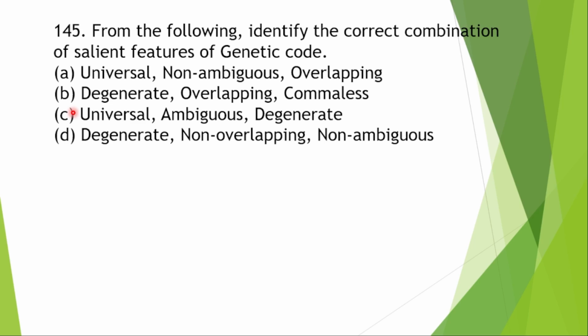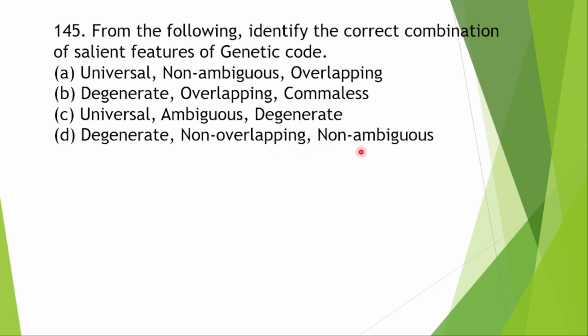145. From the following, identify the correct combination of salient features of the genetic code. Universal, non-ambiguous, overlapping. Degenerate, overlapping and commaless. Universal, ambiguous, degenerate. Degenerate, non-overlapping and non-ambiguous. So here the right option is option D.